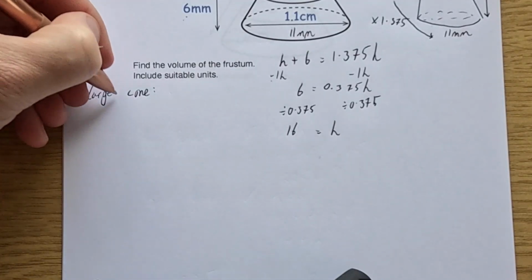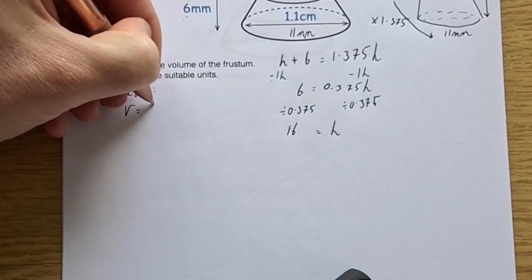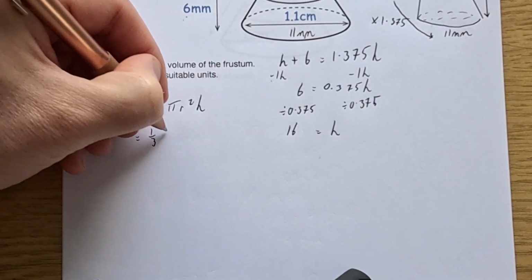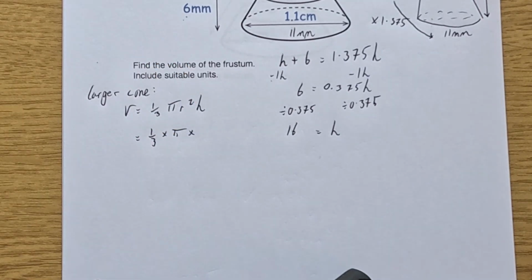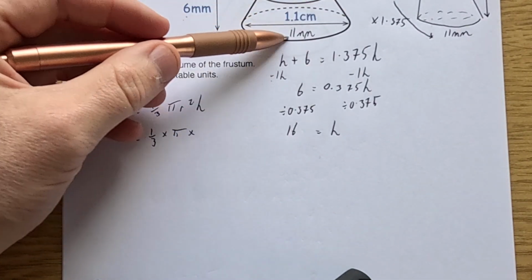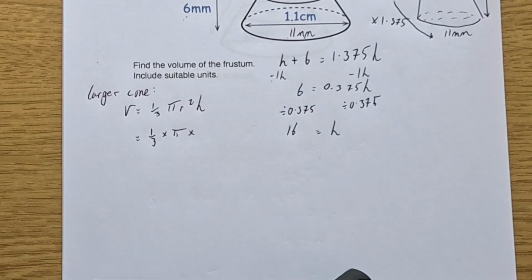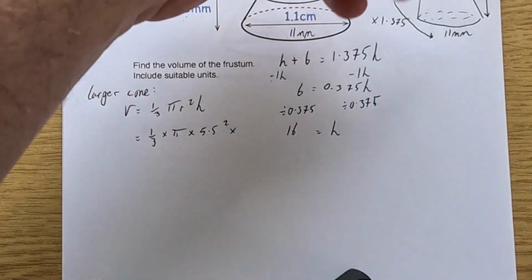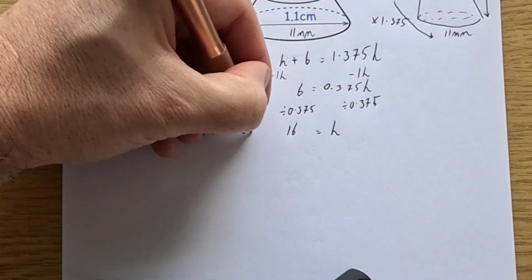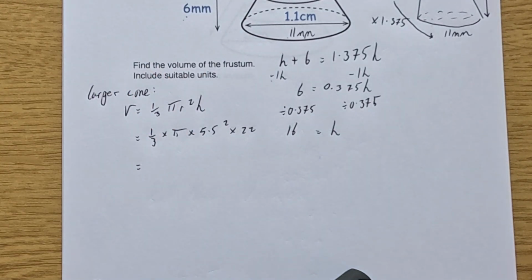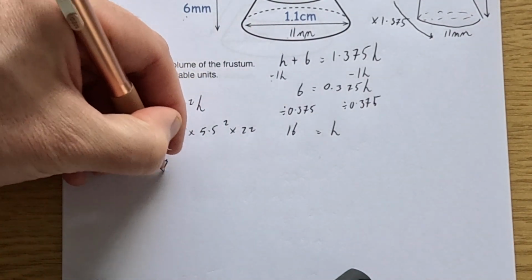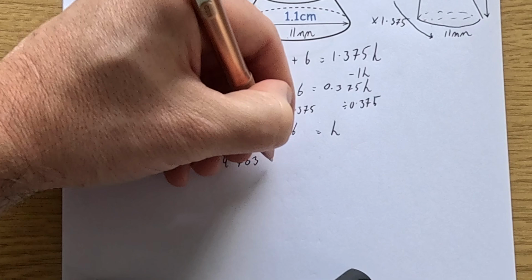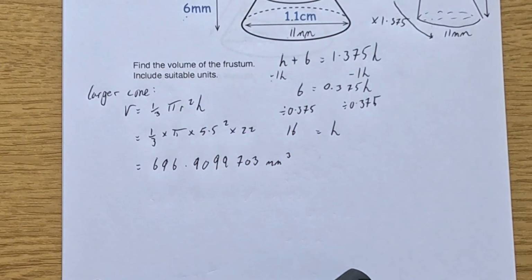So for the larger cone, the volume will be equal to a third pi r squared times the height. So it's going to be a third multiplied by pi multiplied by the radius of the base. Now the diameter of the base is 11 millimeters. So if we divide that by 2, we're going to get 5.5. So 5.5 millimeters squared. And then times by the perpendicular height of that larger cone, which was 22. So let's type this into our calculator and see what we get. And that's equal to 696.9099703 millimeters cubed. So that's the volume of the larger cone.